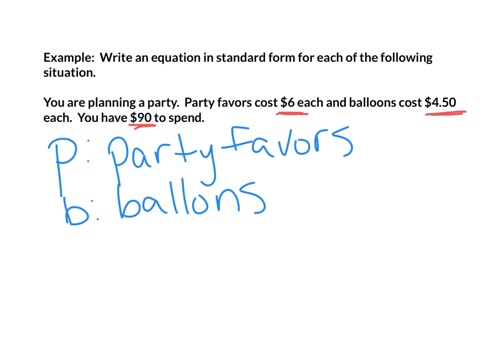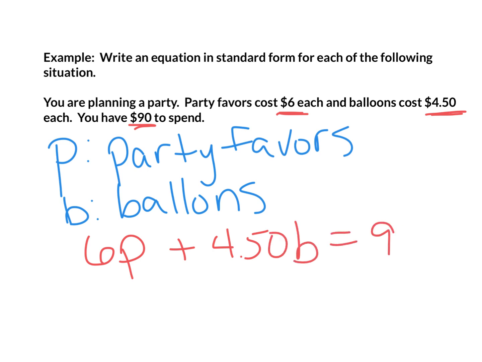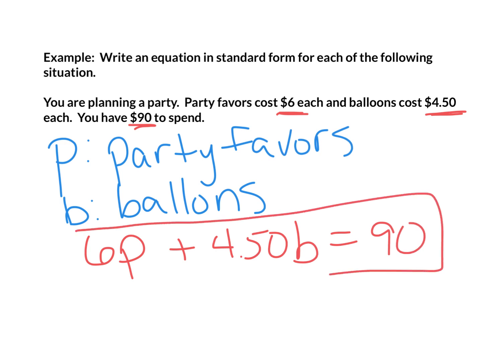Now that I know my variables and my rates in total, I can write my equation. So rate 1 was $6 times unknown 1, P party favors, plus rate 2, the $4.50, times B balloons equals my total 90. And that would be my equation written for this particular situation.